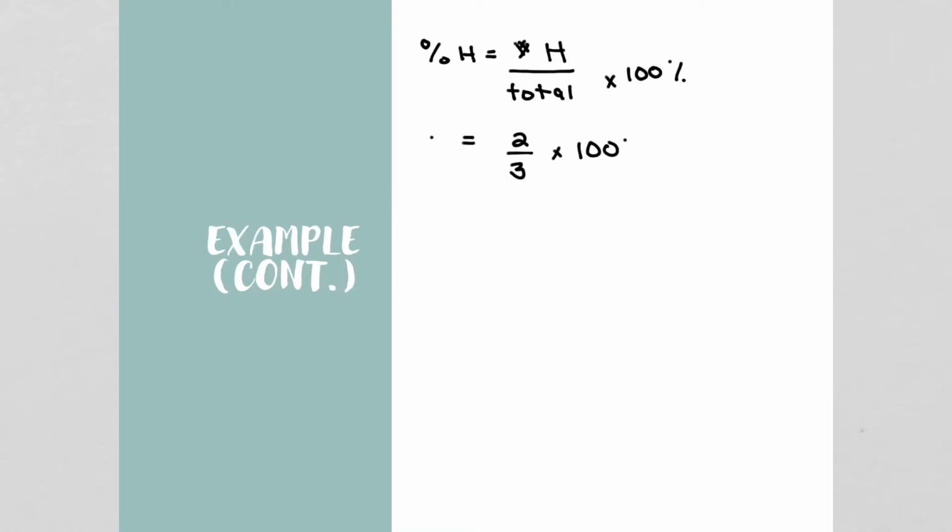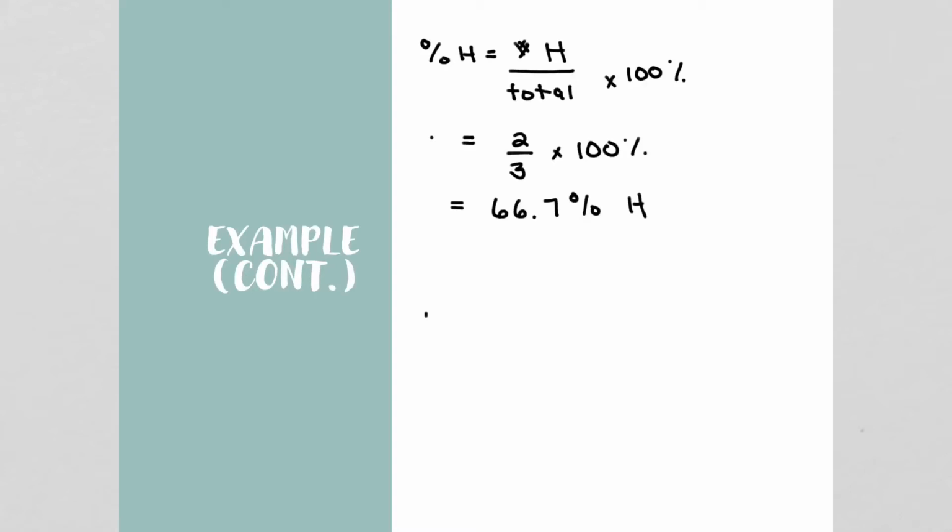So if we were to calculate the percentage of hydrogen, you would write percent hydrogen is equal to the number of hydrogen over the total times 100. So that's equal to 2 out of 3 times 100%. So that's equal to 66.7% hydrogen.